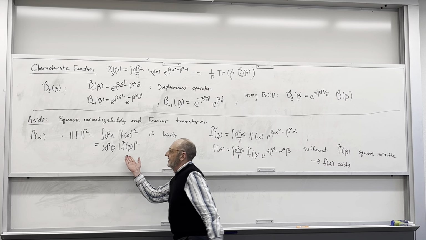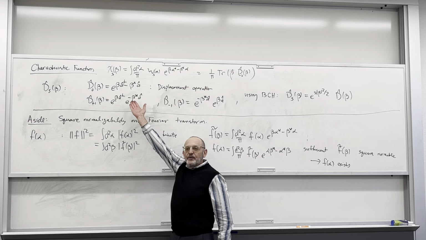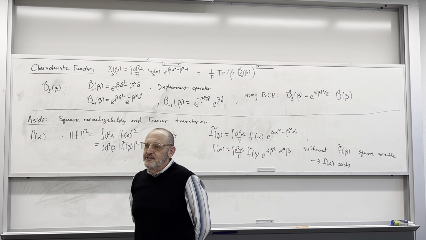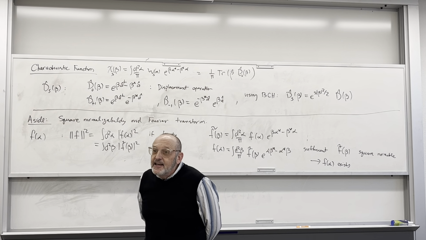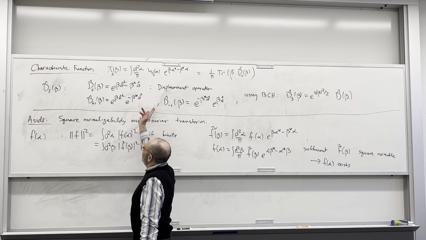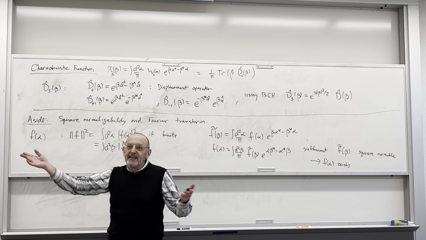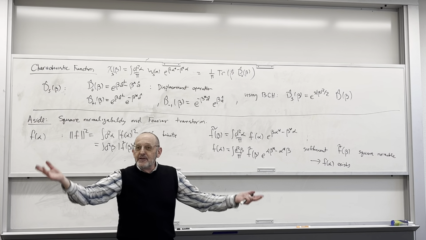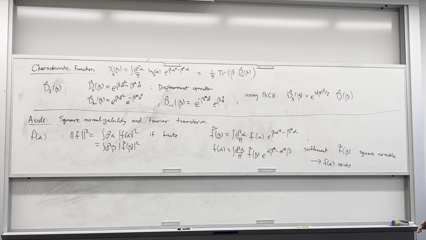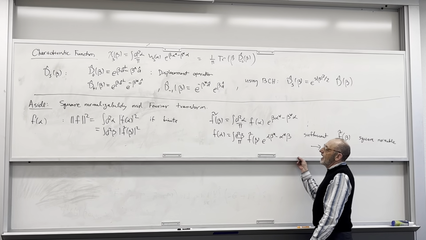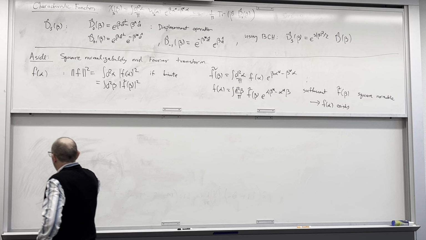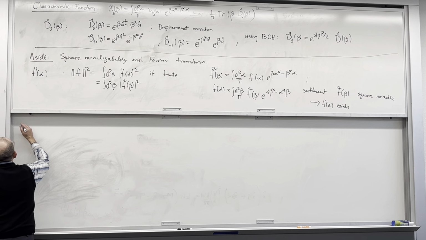So the question is, is the characteristic function a square normalizable function or not? If it is, then the corresponding inverse Fourier transform, which is, say, the Wigner function or the P function or the Q function, is guaranteed to exist. Okay? Now, I can relate that to something about what we call operator norm.